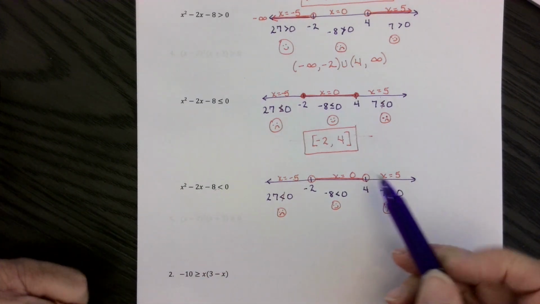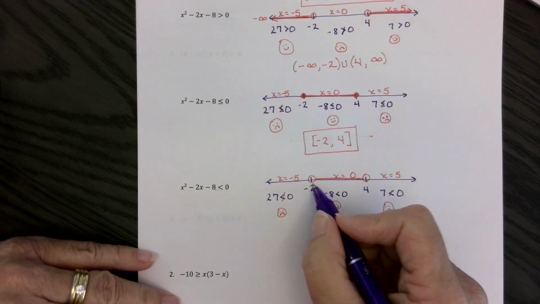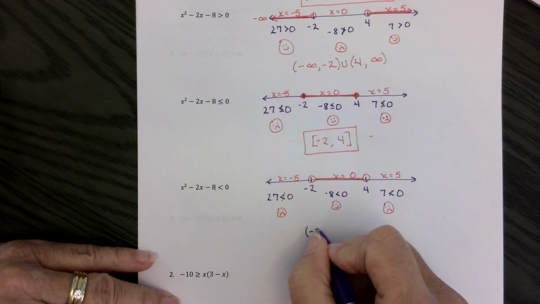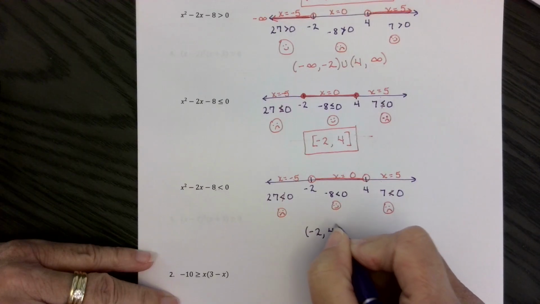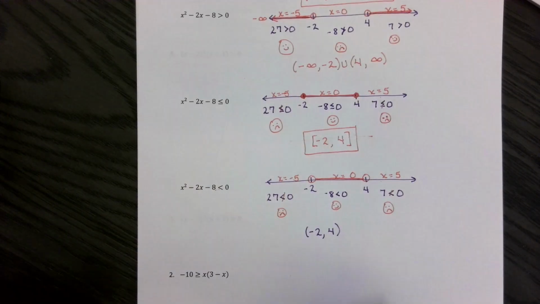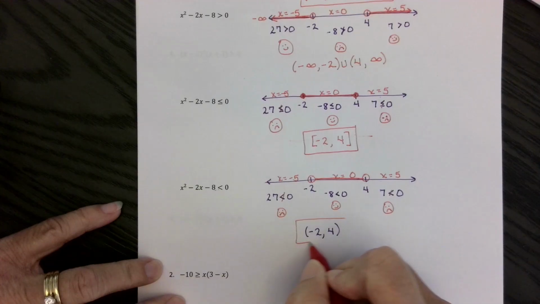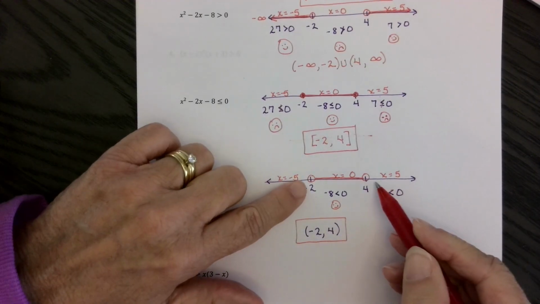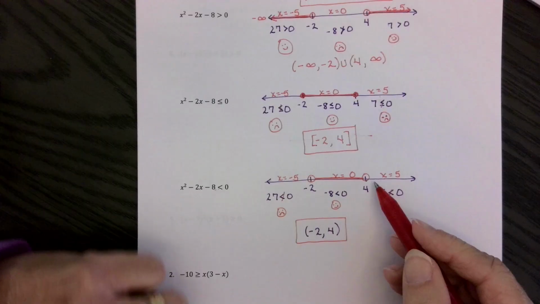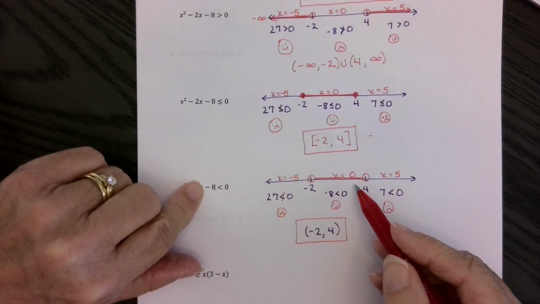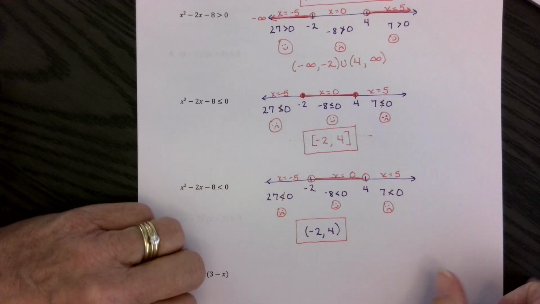So now our solution is parentheses -2 to 4 parentheses. Because it doesn't include the -2 and the 4, because that would give us 0. 0 is not less than 0.